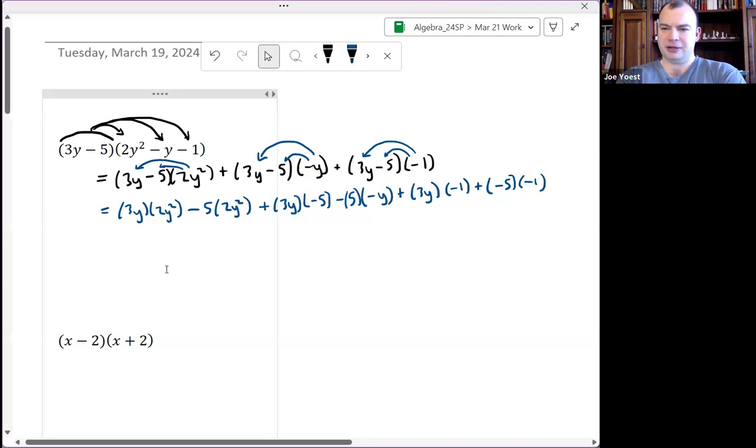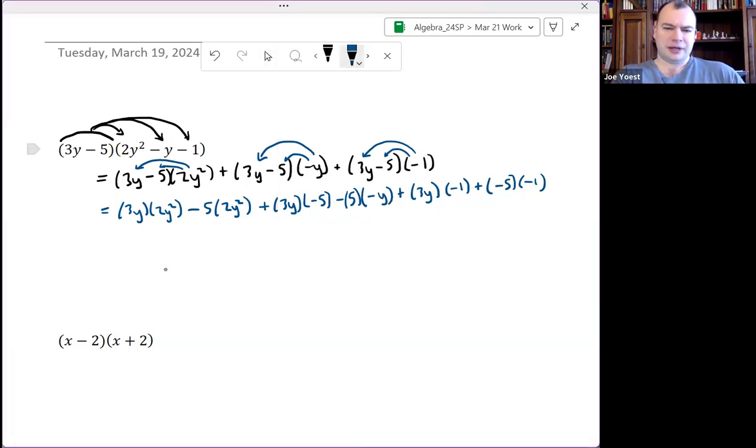Okay, we're right at about 3.5 minutes. So again, I chose to think of my 3y minus 5 as the one piece that I'm distributing into the polynomial. If you did it the other way, that's fine. If you distributed the polynomial into the 3y minus 5, you could do that way as well.